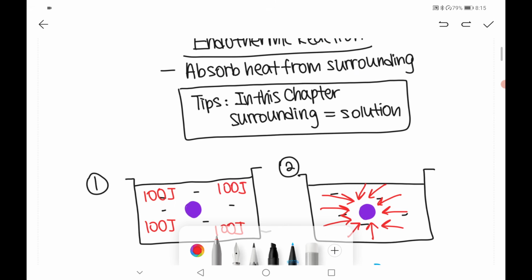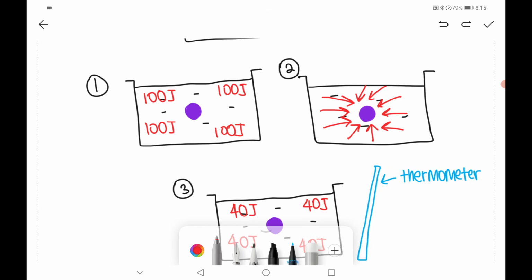Okay, so let me show you. Imagine this. This is the chemical substance, and then this is the surrounding. Surrounding is the solution. Just assume, no need to memorize, guys. Just assume initially, the surrounding has 100 joule energy.